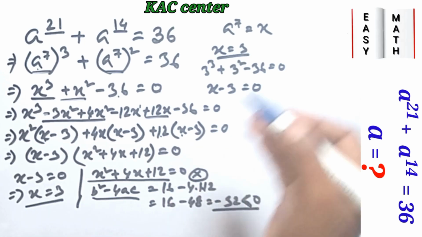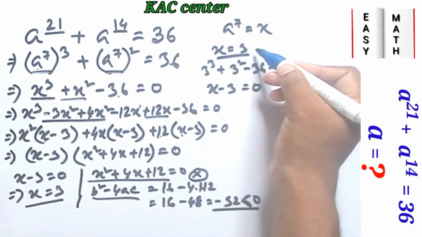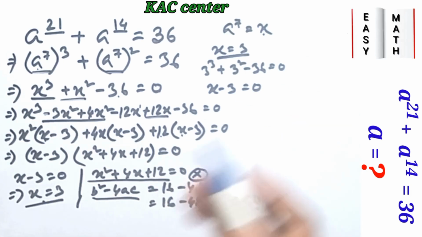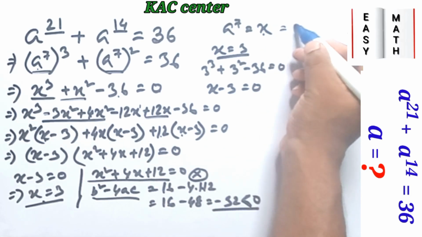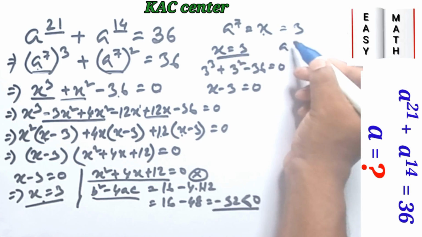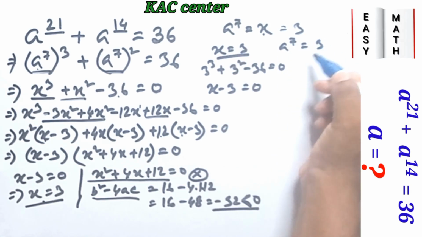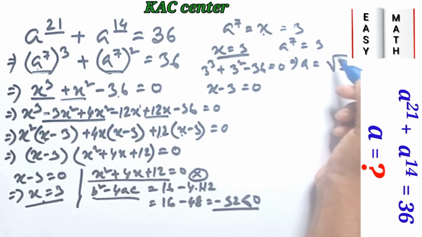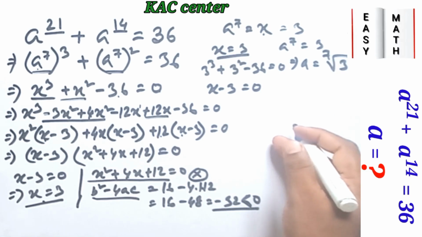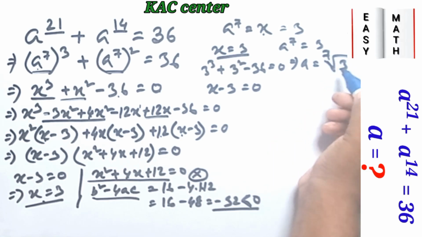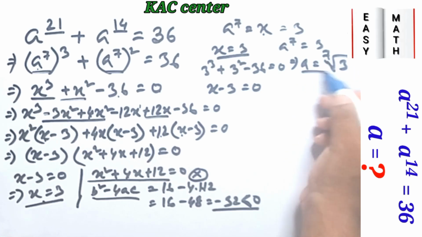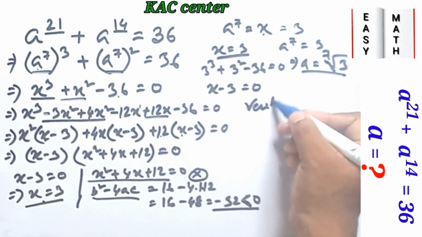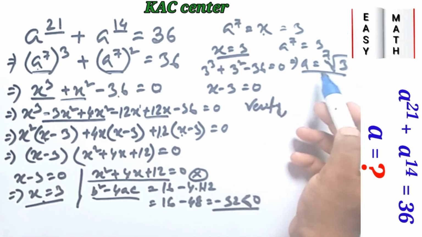From this equation we take only this. So you can write that x is equal to 3. So a to the power 7 is equal to 3, so a is equal to the 7th root of 3. This is we can write a value, and verify this. Verify a value is this.